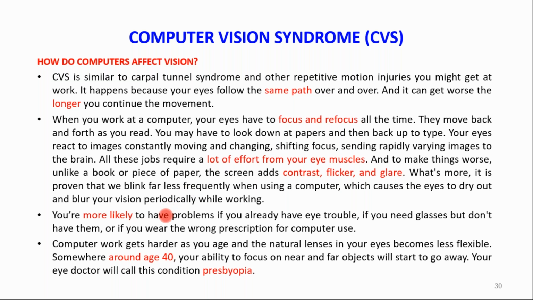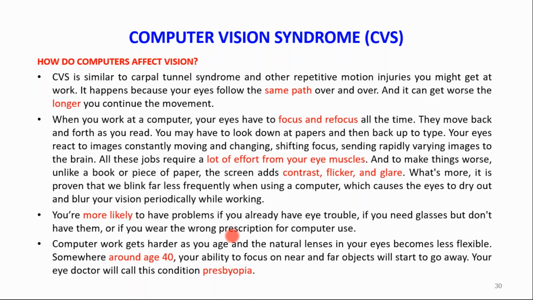So you are more likely to have problems if you already have any trouble. So if you already have some problems related to eyes, then it is near about definite you may suffer from this CVS. If you need glasses but don't have them, then also you may suffer from serious issues. Or if you wear the wrong prescriptions for computer use, computer work gets harder as you age and your natural lenses change.